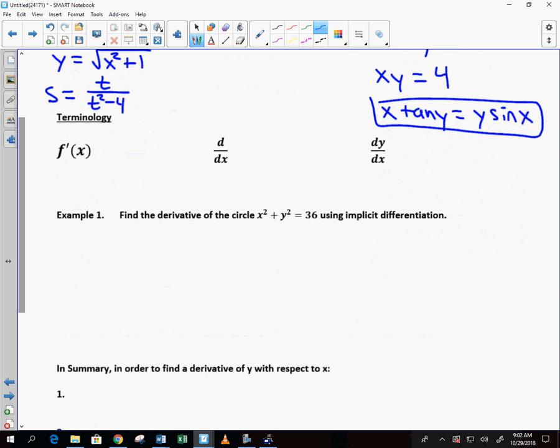Okay. So, terminology, we have to look at what we mean by derivatives. This means the derivative of f with respect to x. So it means the rate of change of the function with respect to x. It deems x as the variable and f is a function. The rate of change of f. This also means derivative.